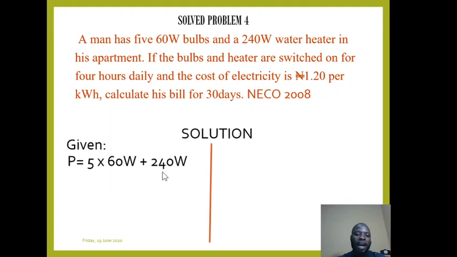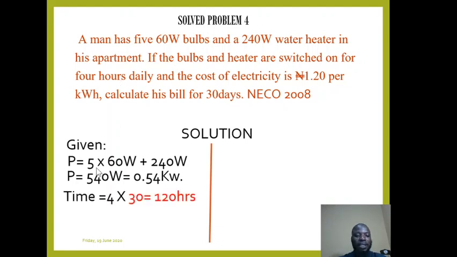The next step is 5 times 60, which gives me 300. Then the second one is 240 watt. Adding the two of them together, the 300 from 5 times 60 plus 240 gives us 540 watt. Now convert 540 watt to the unit we are using under this topic, which is kilowatt. So that's 540 divided by 1000, which gives us 0.54.